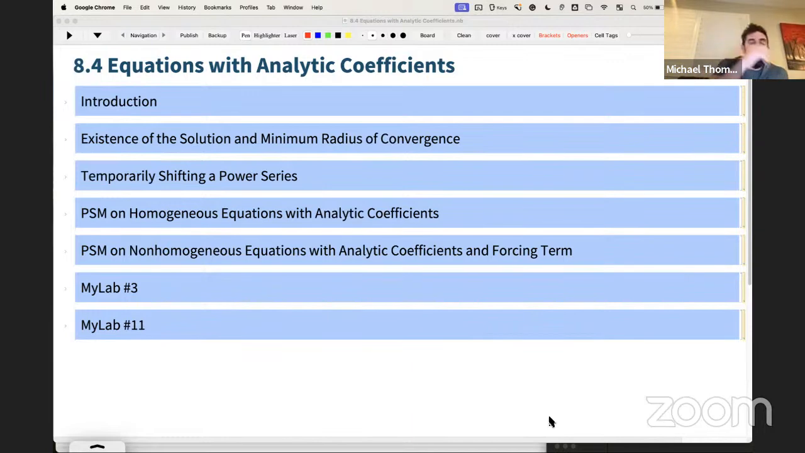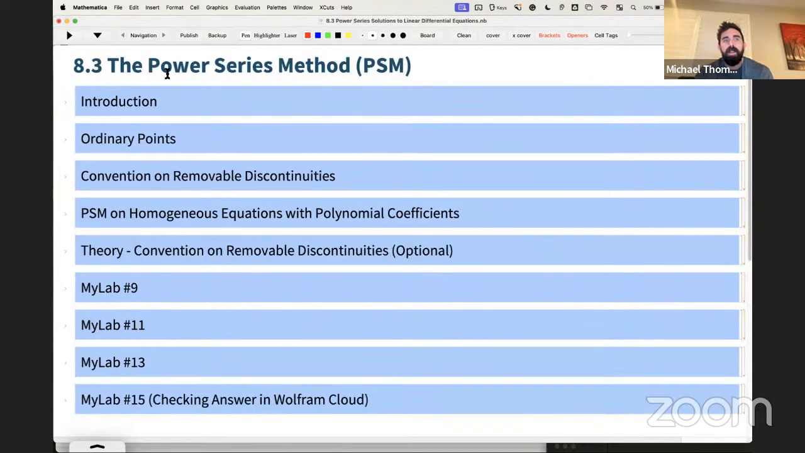All right, guys, I'm going to give you a quick run through on section 8.4. Let's see, this one won't be too bad. We did all the kind of heavy lifting in 8.3. So if you remember in 8.3, we discussed the power series method. We went through a bunch of stuff with that. And in this section, we're essentially going to do the same thing.